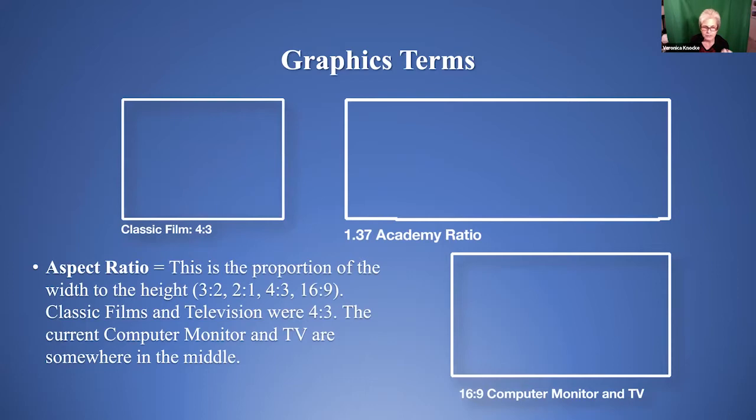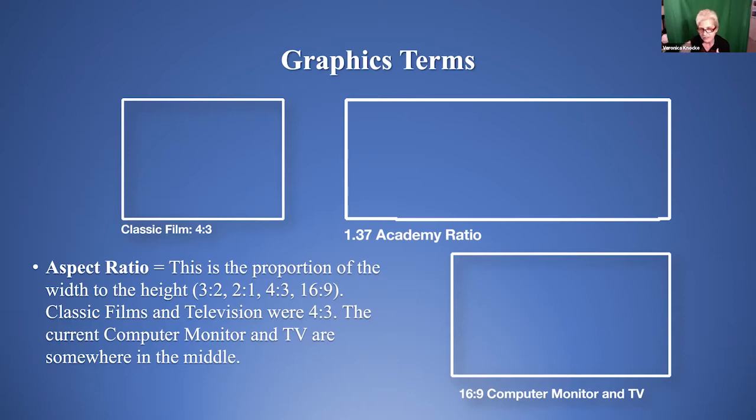Aspect ratio. This is the proportion of the width to the height. So 3:2, 2:1, 4:3, 16:9. Classic films and television were 4:3. The current computer monitor and TV are somewhere in the middle. So you've got classic films 4:3. And then the Academy ratio, that's the size of big widescreen movies, is 1.37. So computer monitor and TV are 16:9. You find the aspect ratio by dividing the width by the height.